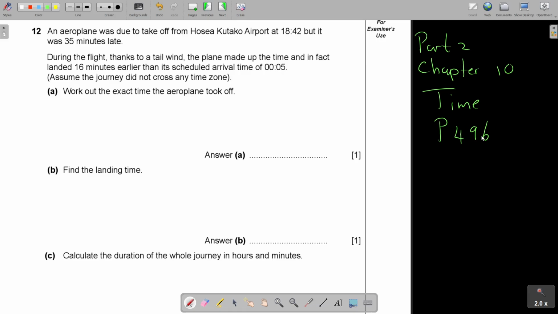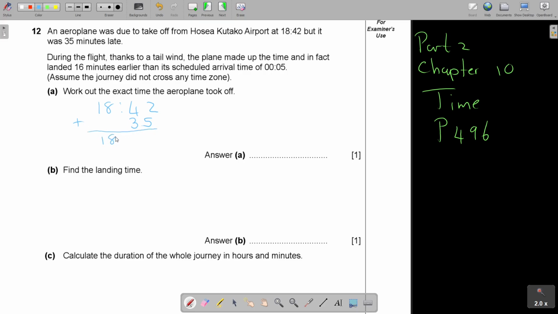Assume the journey did not cross any time zone, because then time can change. Work out the exact time the aeroplane took off. So let's just find the time first. It was 18:42. Okay, but remember, it was 30 minutes late, so I must add 30 minutes.